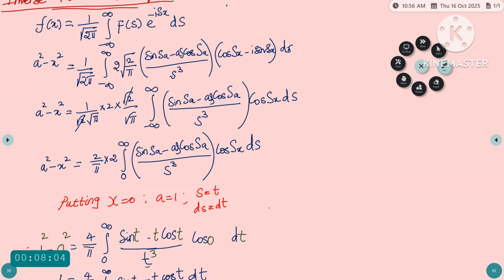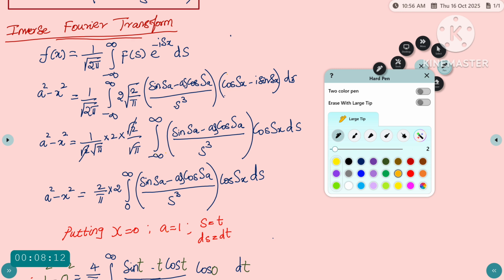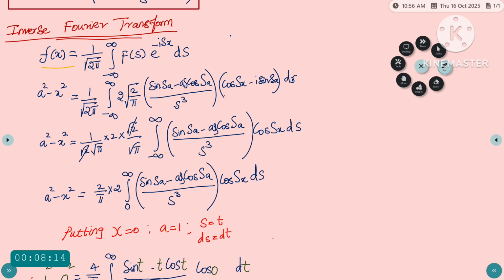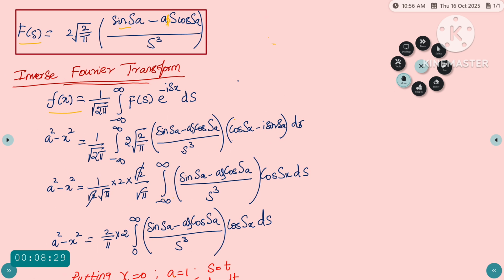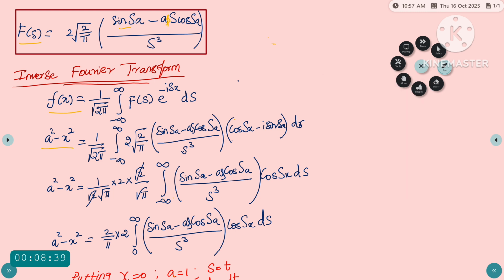First, for finding the inverse Fourier transform, let us take the formula. What is the formula for the inverse Fourier transform? f of x equals 1 by root 2 pi integral from minus infinity to plus infinity of F of s e power minus isx ds. What is f of x? f of x is our given function in the question. What is the value given in our question? f of x equals a square minus x square. So replace f of x by a square minus x square, and then replace F of s.